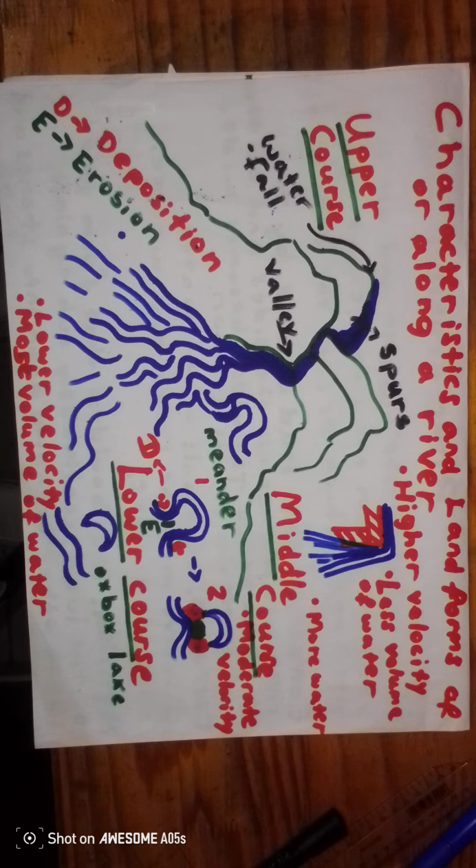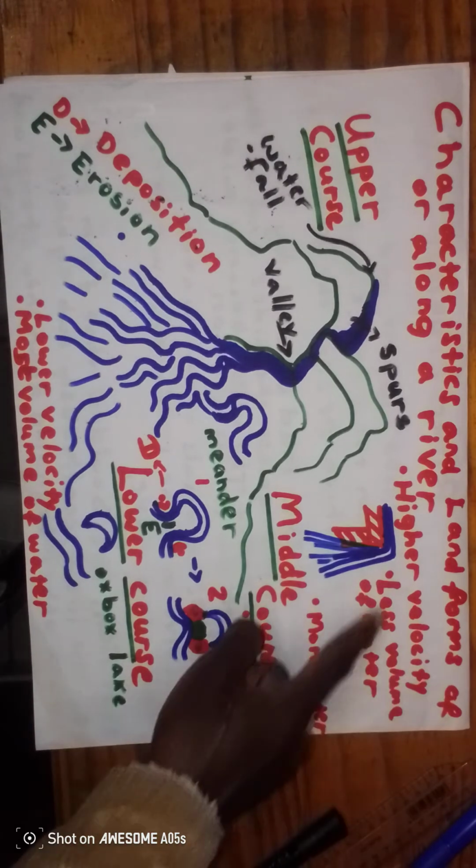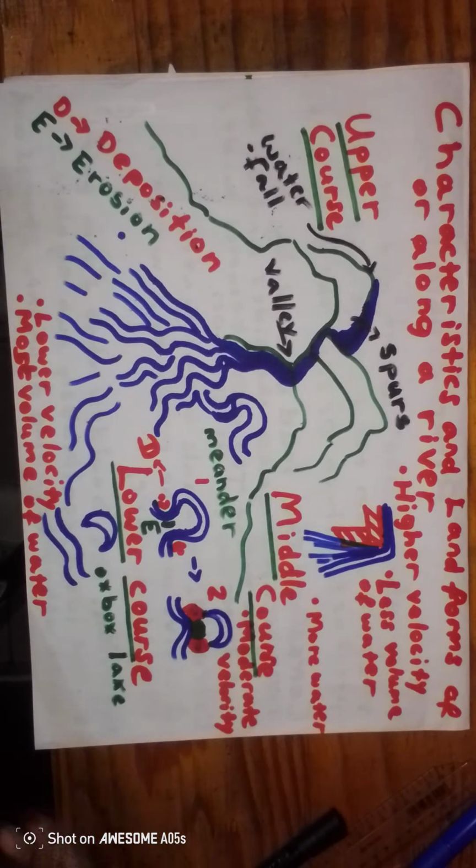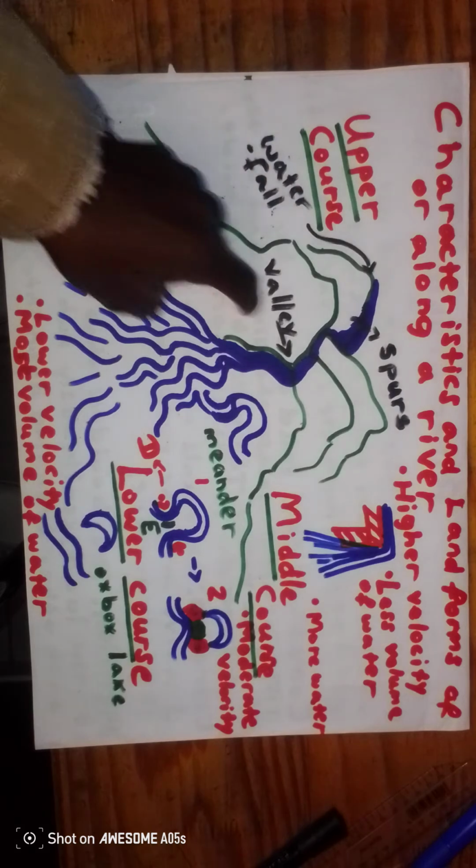So at the upper course, we have higher velocity and less volume of water, and the landforms formed at the upper course only. You will not find them anywhere else on a river than the upper course: waterfalls, valleys, and spurs.